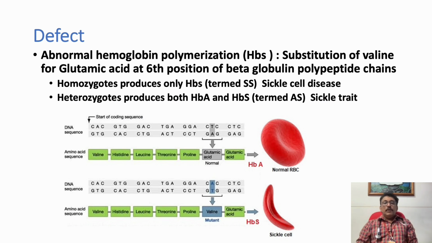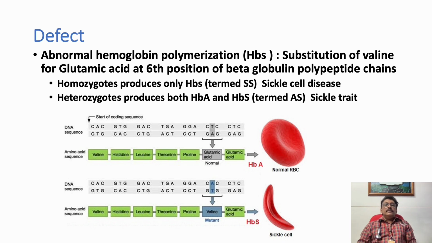So it's an abnormal hemoglobin polymerization. When we discuss various types of hemolytic anemia, we know that it can be a problem inside the cell. That can be an enzyme defect, hemoglobin defect, or membrane defect of the red cell. In that, the most important thing is the hemoglobin defects. Sickle cell anemia and thalassemia both will produce abnormal hemoglobins.